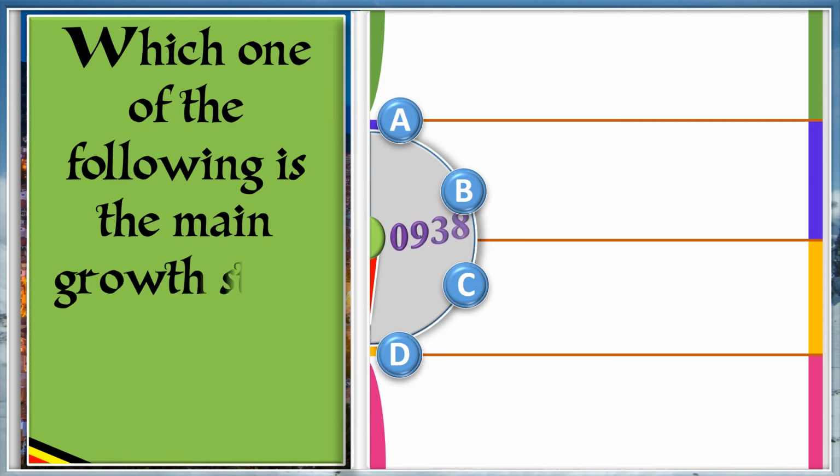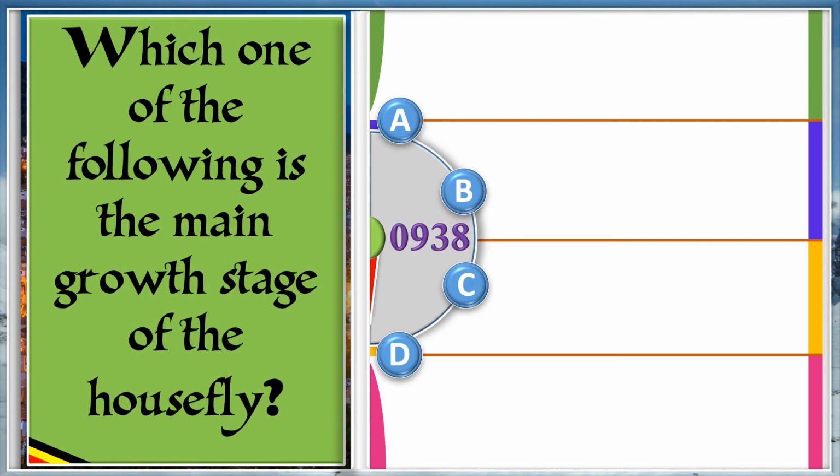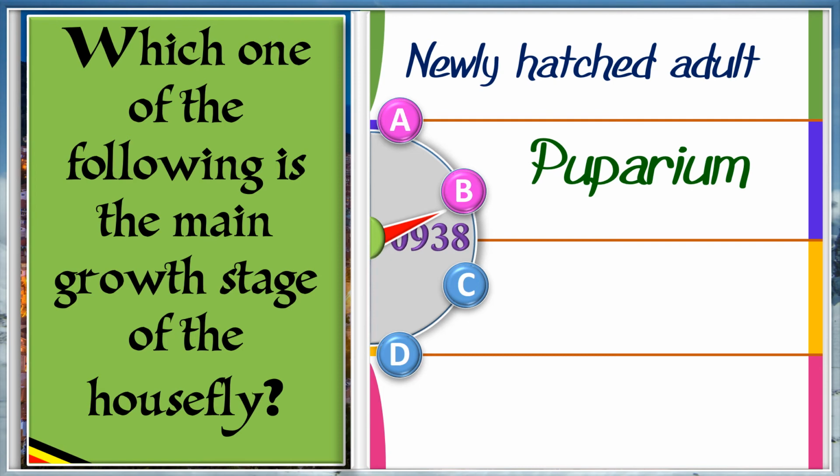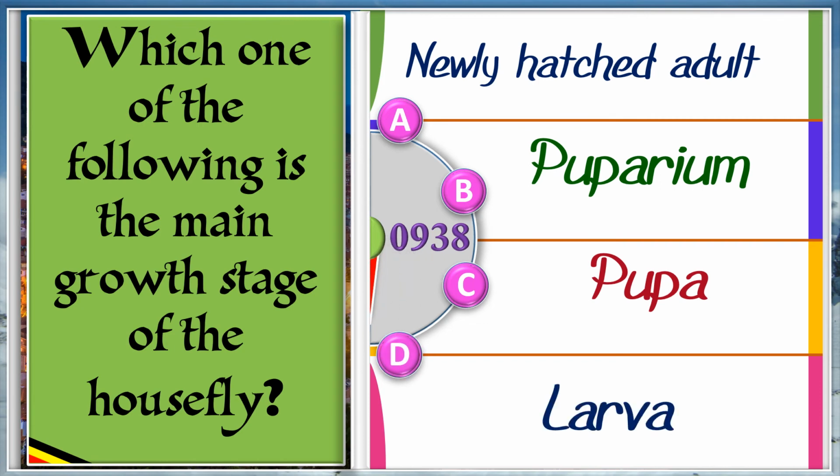Which one of the following is the main growth stage of the housefly? A. Newly hatched adult. B. Puparium. C. Pupa. D. Larva. And the answer is D. Larva.